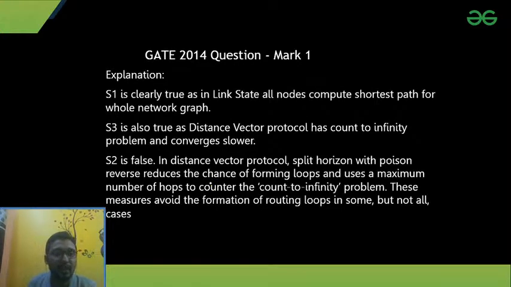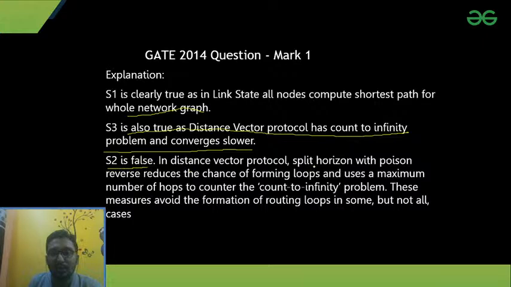Also, we will try to see the explanation that is written here. S1 is clearly true, as in link state, all nodes compute the shortest path in the whole network graph, which I explained to you. S3 is also true, as distance vector protocol has the count to infinity problem and converges slower, but link state protocol does not suffer from any of these problems. S2 is false.